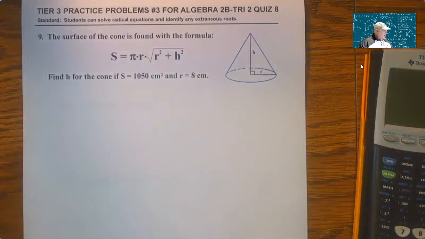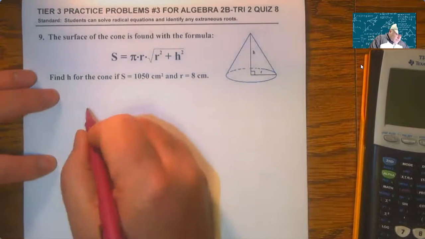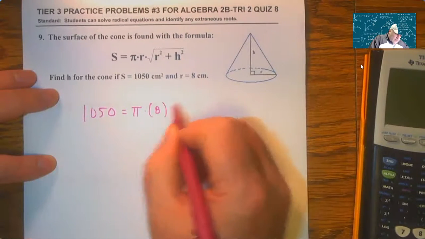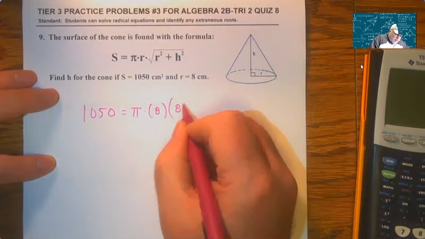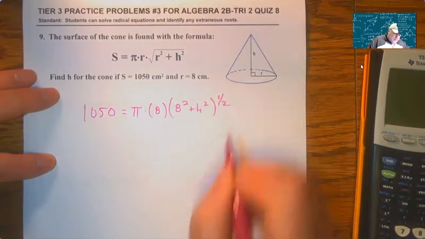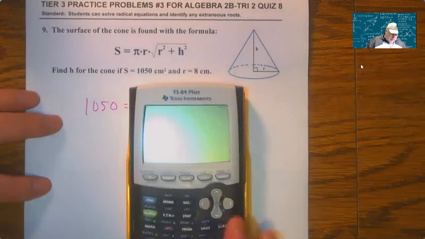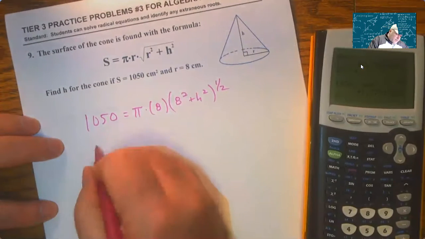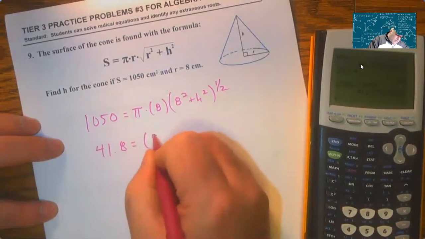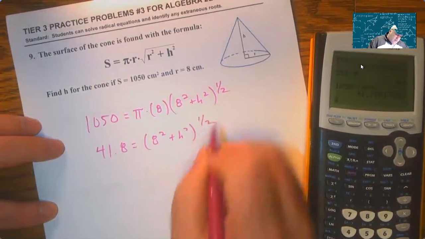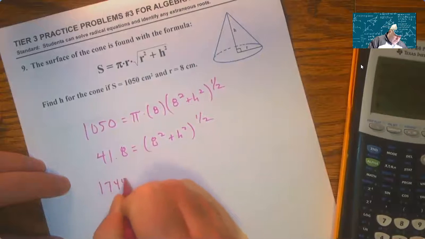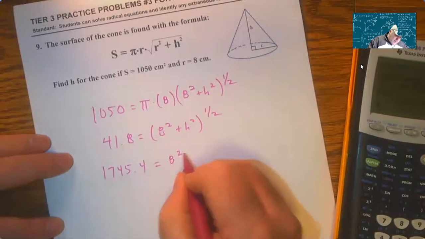All right, so a hard problem, I would consider this to be equals pi times 8 times 8 squared plus h squared to the 1/2. So you've got to divide 1050 by pi times 8, and that's 41.8. Squared plus h squared to the 1/2. Then you want to square both sides. 1745.4. 8 squared plus h squared.